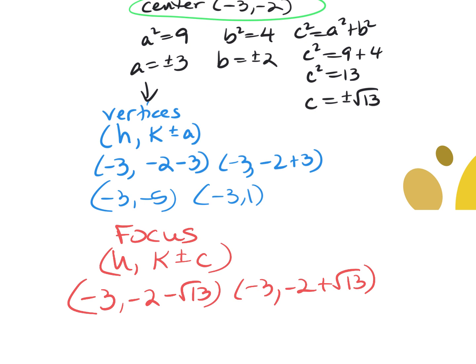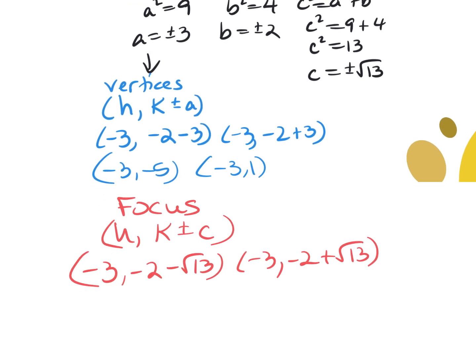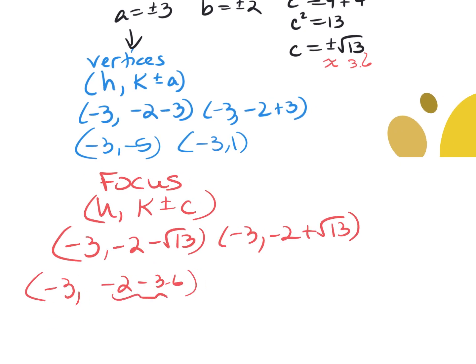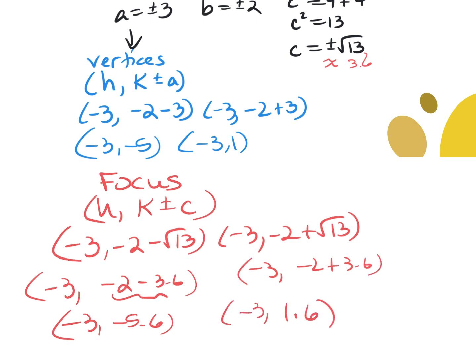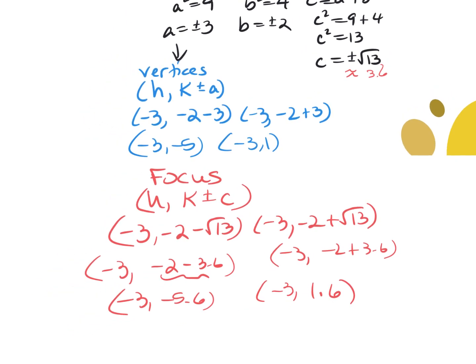Now, for graphing purposes, remember what we did here is we said square root of 13 was approximately 3.6. So what we're going to do here for graphing purposes is -2 minus 3.6. So when I do this, I get -3 and -5.6. And then here, -2 plus 3.6. So this will give me -3 and +1.6. So for graphing purposes, this is the decimal. But again, when you're listing it, you're going to list it in radical form.